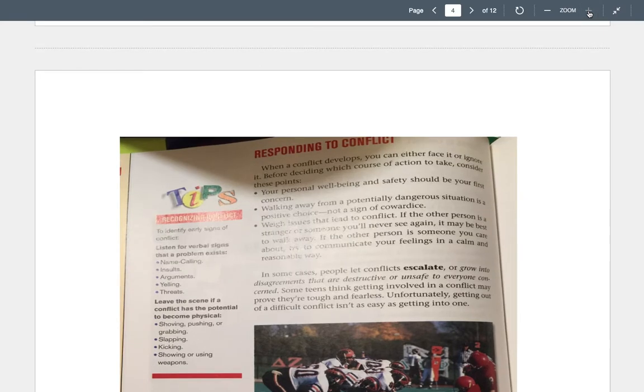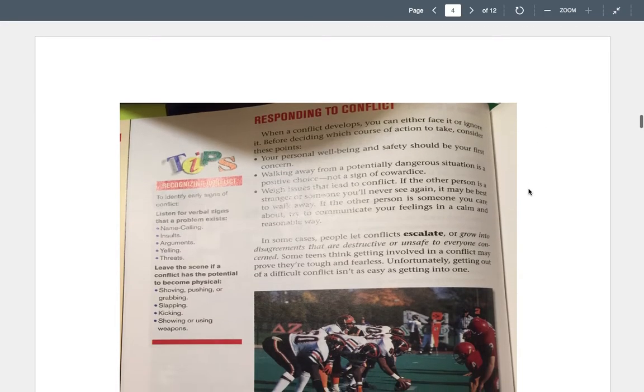Actually, yesterday I asked you what is conflict, and we said that conflict is a disagreement, dispute, or fight between people with opposing points of view. This could be with family members, friends, individuals, groups, community organizations. It's kind of like that endless thing.